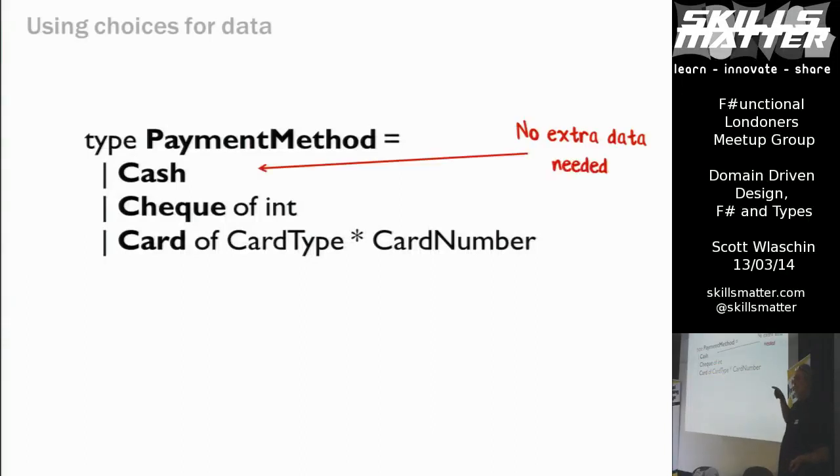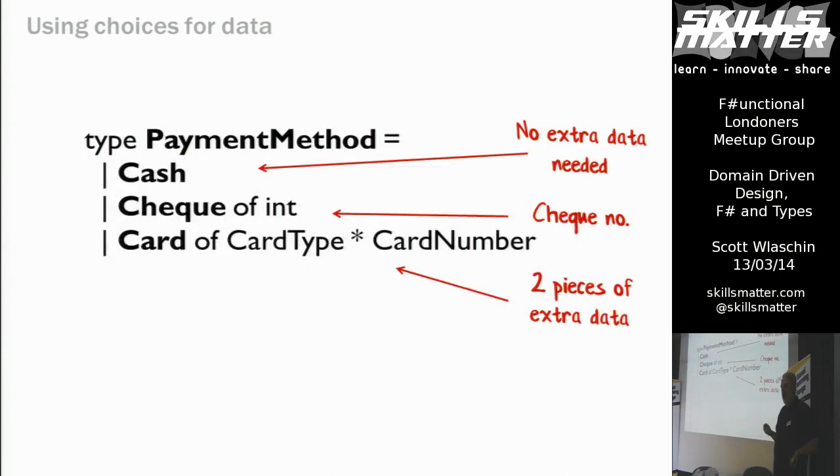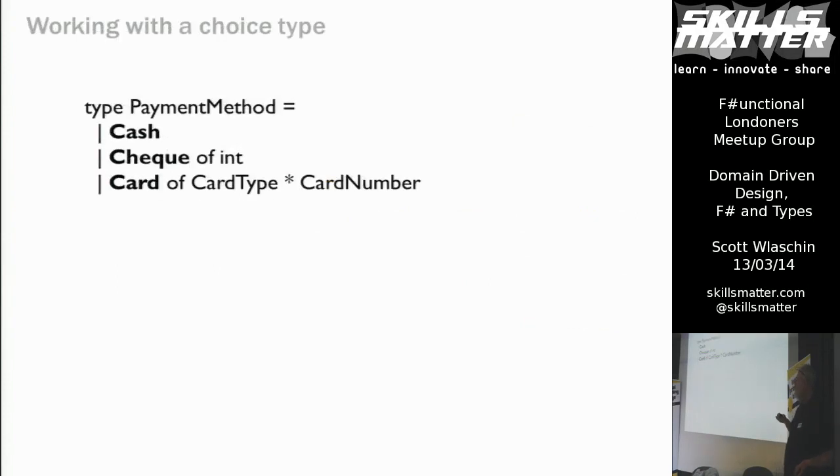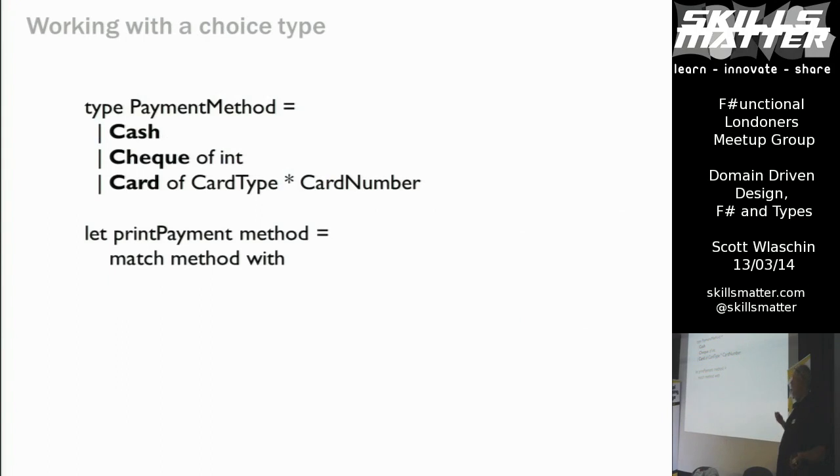Notice that with the cash, I don't actually need any extra information. For the check, I have a check number. And for a credit card, I have 2 pieces of extra data, the card type and the card number. So not only can I model the fact that there are 3 different payment methods, but I can attach data to each individual one. So let's see how I would actually use that in practice. Let's say I wanted to print out the payment method. You use the match functionality in F#, the pattern matching functionality, which is really powerful. I highly recommend that you understand how that works.